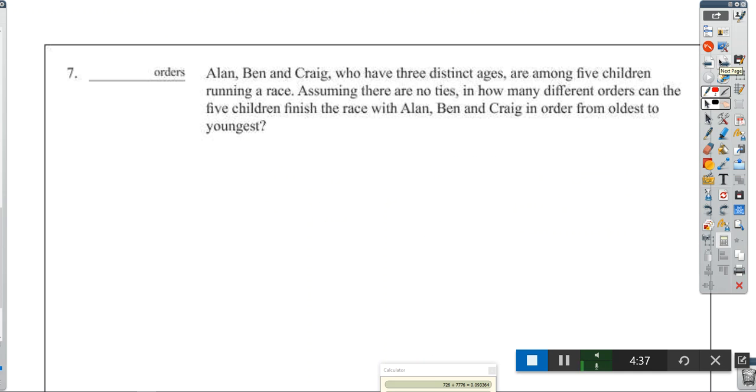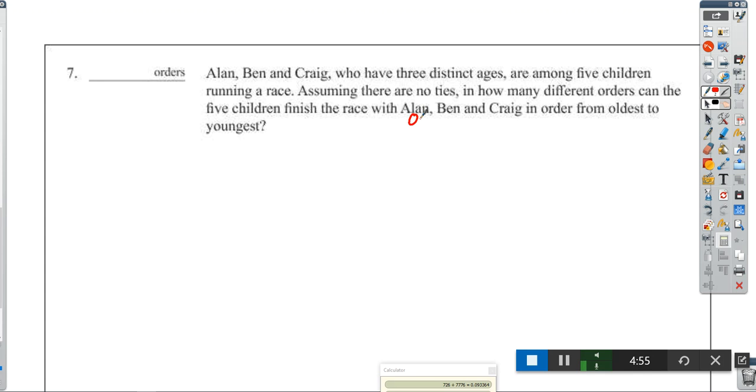Now for 6 and 7. All right. Alan, Ben, and Craig all have 3 distinct ages, and they're among 5 children running a race. Assuming there are no ties, how many different orders can the 5 children finish a race with Alan, Ben, and Craig in order from oldest to youngest?